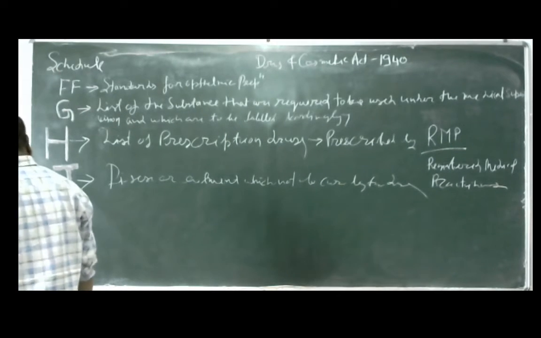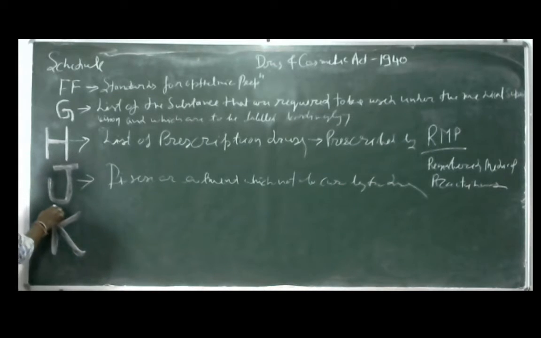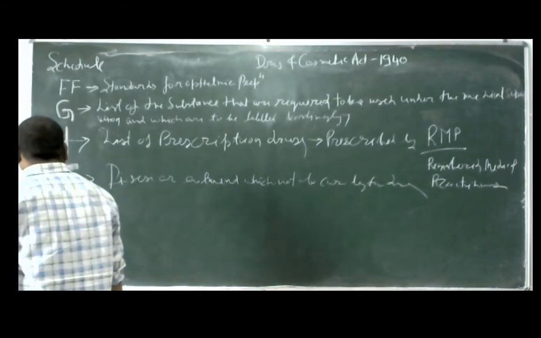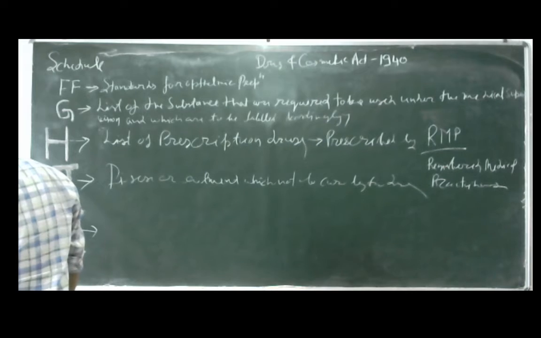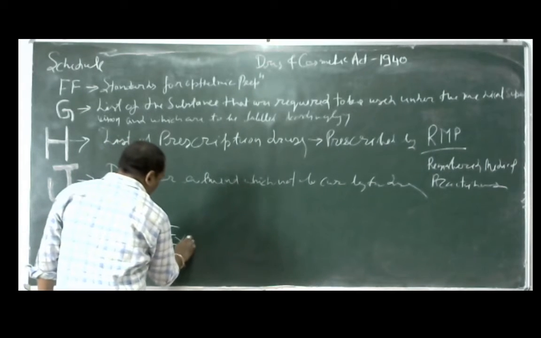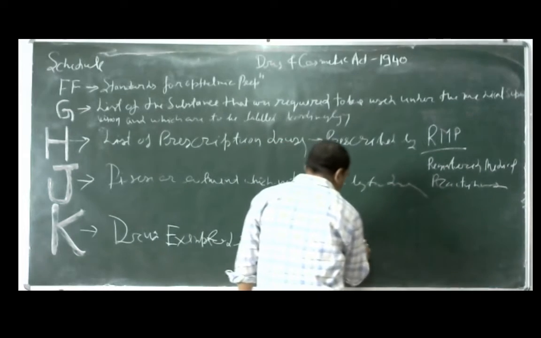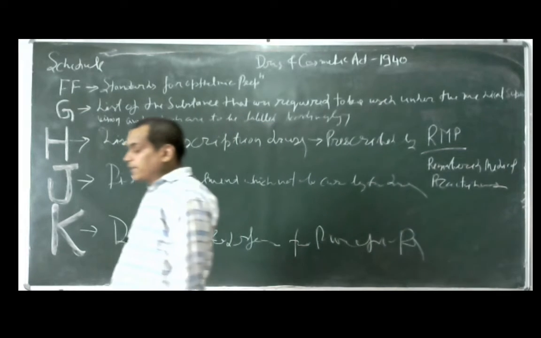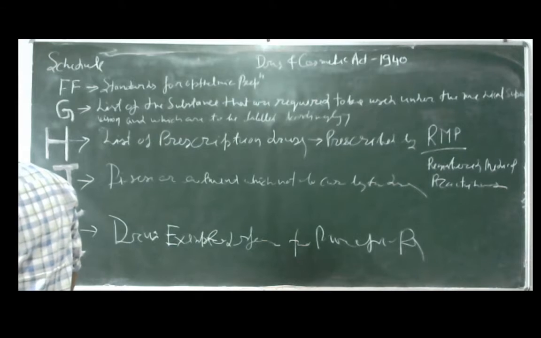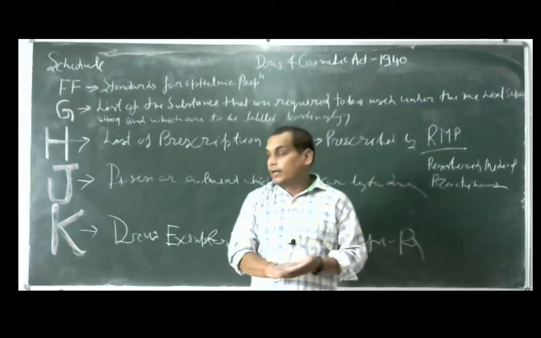The next one is Schedule K. Here the Schedule K drugs are exempted from certain provisions relating to the manufacture of drugs. Drugs exempted from the manufacturing procedure, which do not come into the manufacturing process, come under Schedule K.